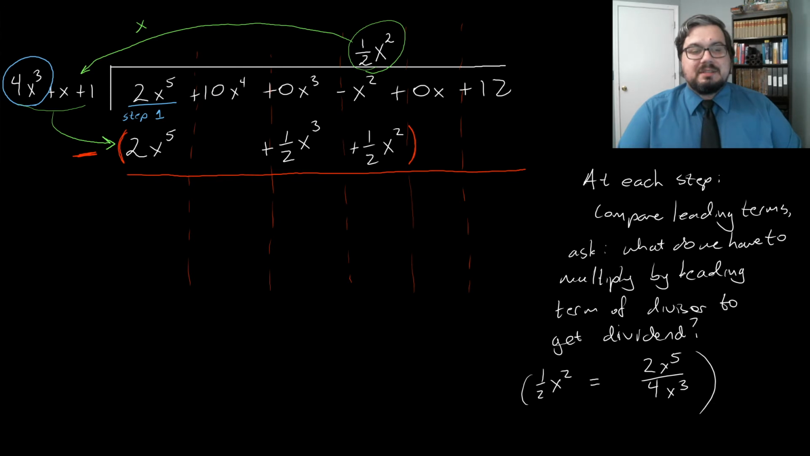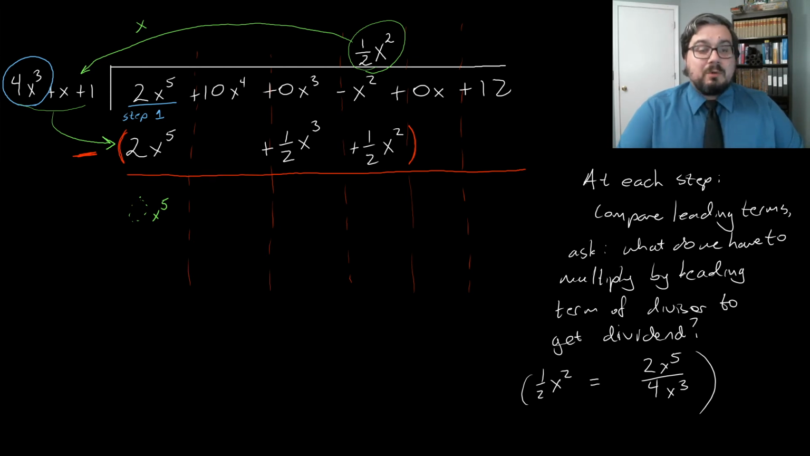This subtraction, this red minus on the outside, notice it's on the outside of parentheses, and I've very deliberately done that to remind us that this negative applies to the 2x to the fifth and the 1/2 x cubed and the 1/2 x squared. We need to subtract all of them from the terms that are immediately above them. So when we do this, 2x to the fifth minus 2x to the fifth is 0x to the fifth. All right, that's great. We don't usually write that down because if we've done our job right, they cancel out, so we don't need to write them again.